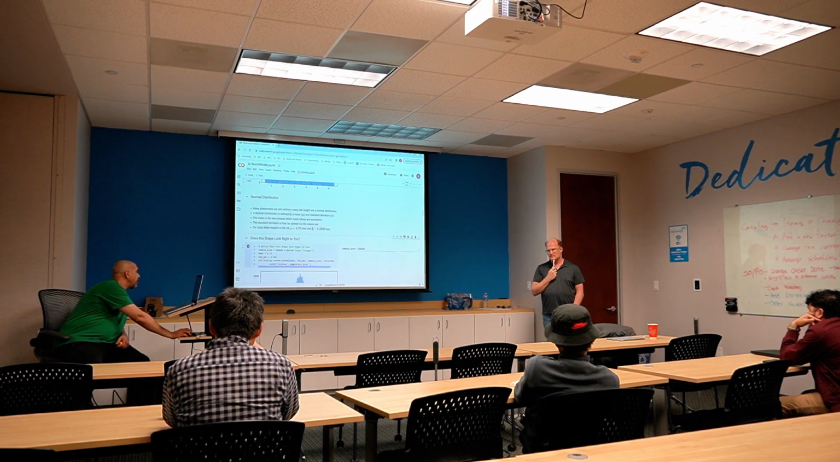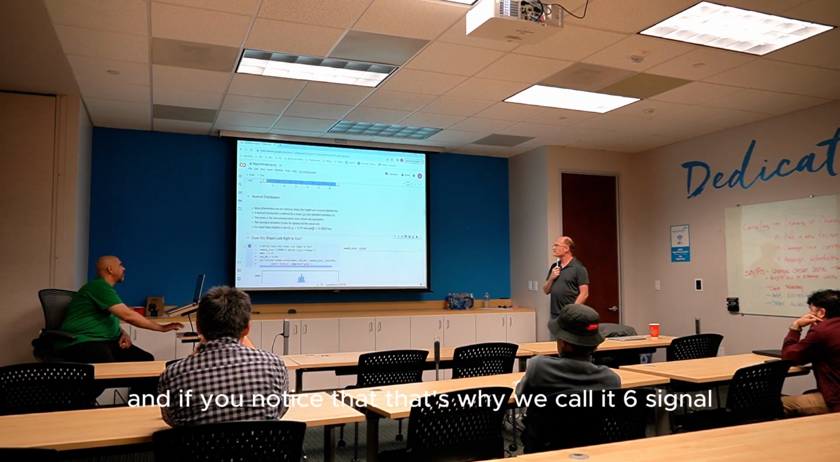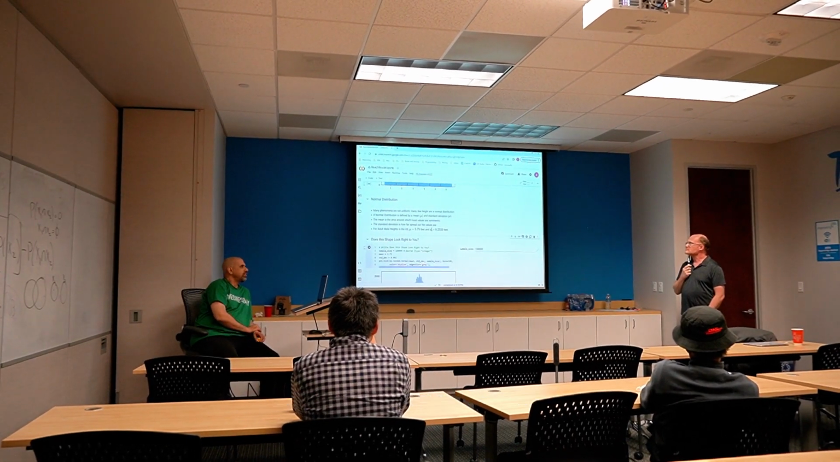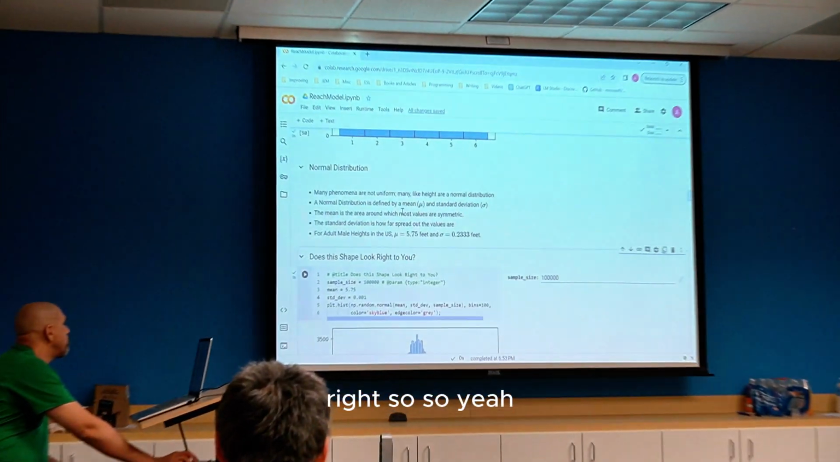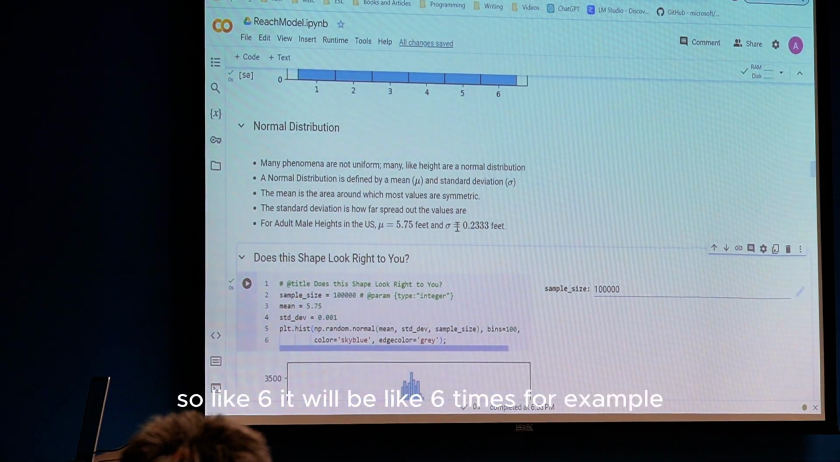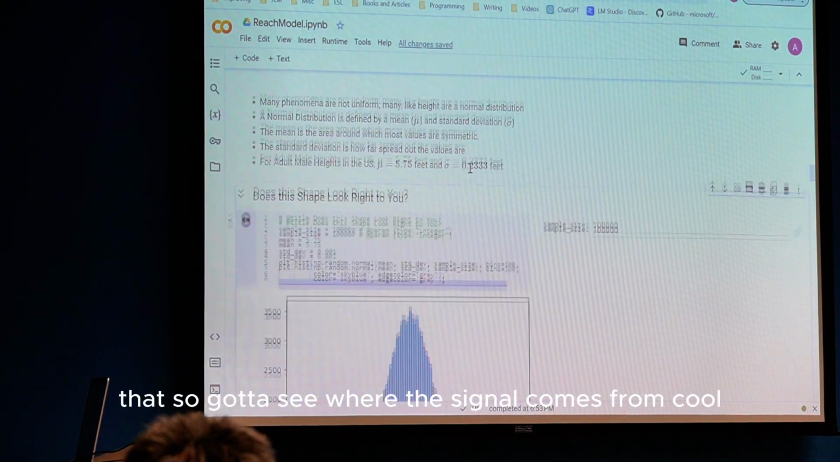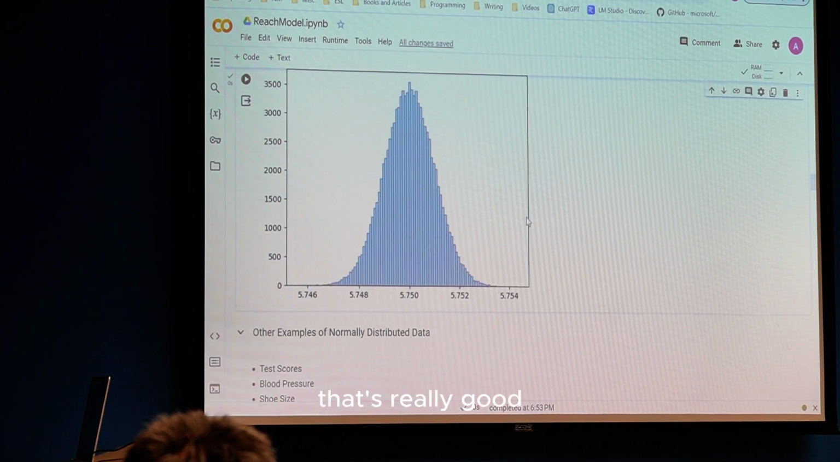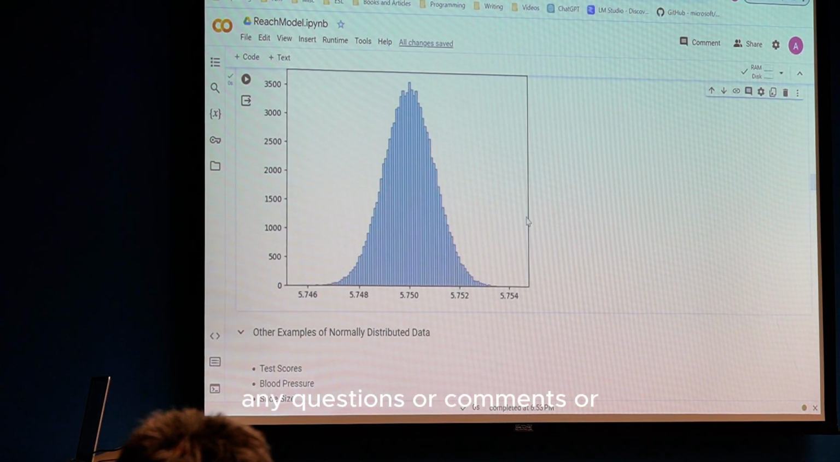And that's why we call it 6 sigma, because this symbol right here is sigma for standard deviation. So 6 sigma would be 6 times the standard deviation. So you can see where the sigma comes from. Cool, that's really good. Any questions or comments?